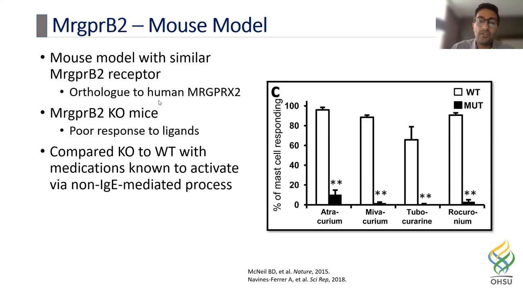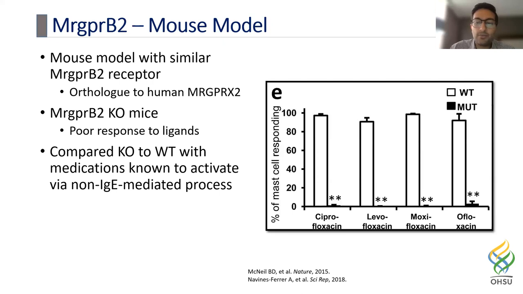But they did show that the knockout mice did not have any mast cell activation, as you can see on this table on the right. And these are mainly using neuromuscular blocking agents. They also did the same experiment with antibiotics, looking at fluoroquinolone specifically. And same thing, the knockout mice didn't have any mast cell activation, versus those that had the receptor did have a certain degree of mast cell activation.